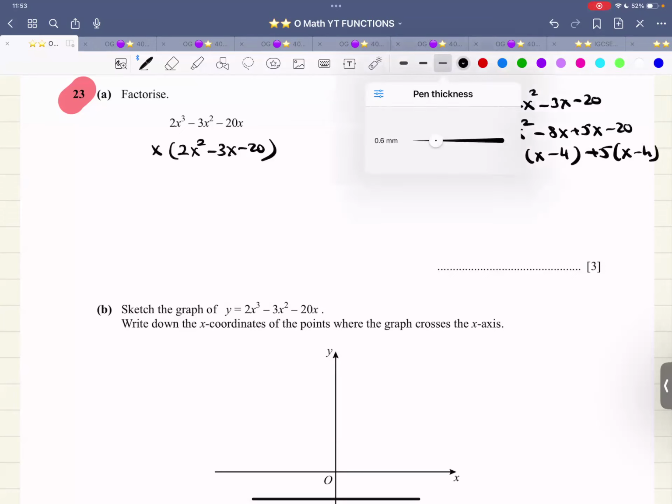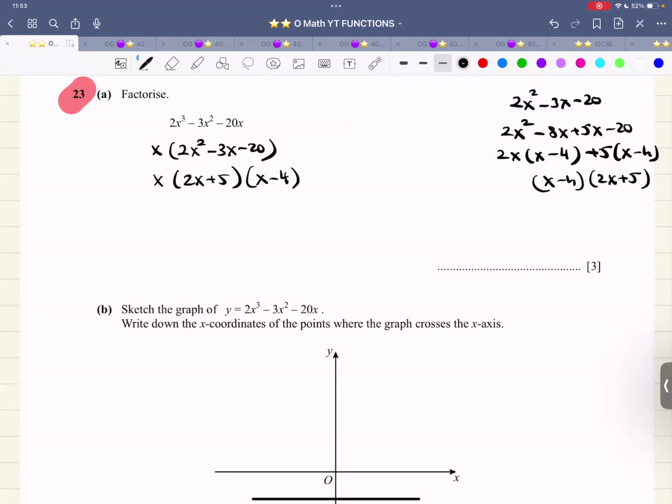Let me make it thinner. So this is x bracket 2x plus 5 and x minus 4. So this x minus 4, 2x plus 5, 2x plus 5, x minus 4. So this is x minus 4, this is 2x plus 5, and this is x.